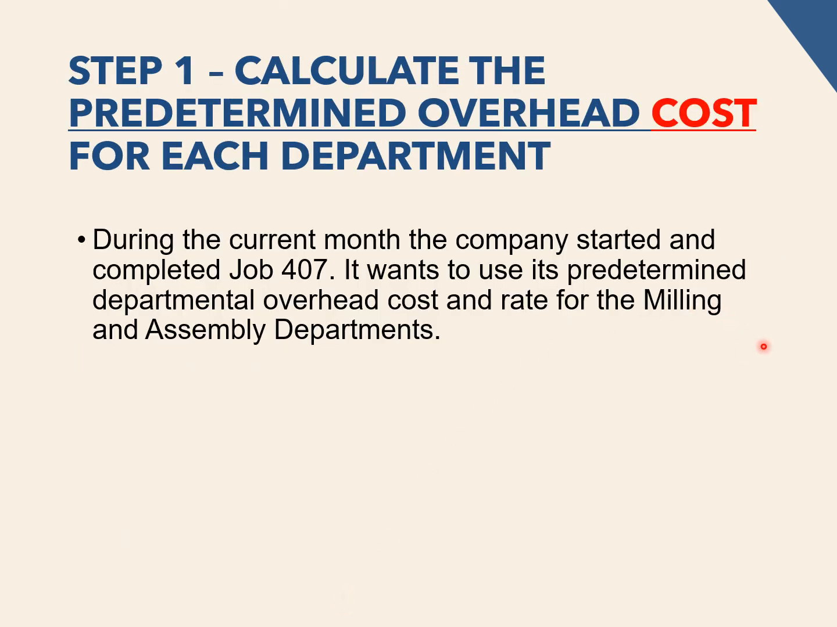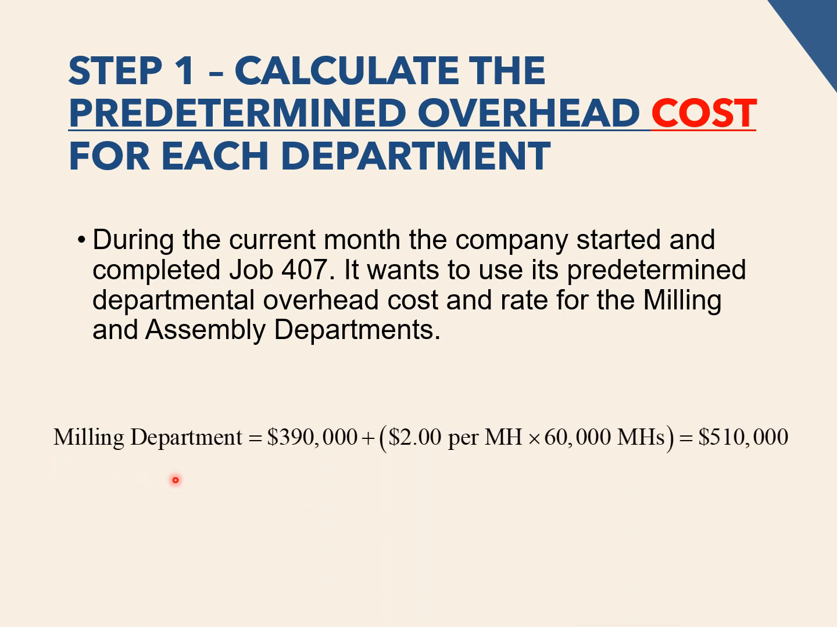During the current month, the company started and completed Job 407. It wanted to use its predetermined departmental overhead cost and rate for the milling and assembly departments. So our first step is to calculate the predetermined overhead cost for each department. For the milling department, this is a fixed part and this is a variable part. The total overhead cost for this department is $10,000.